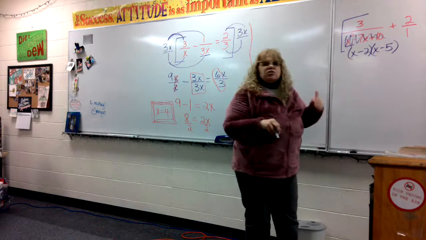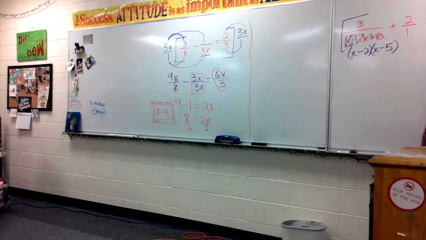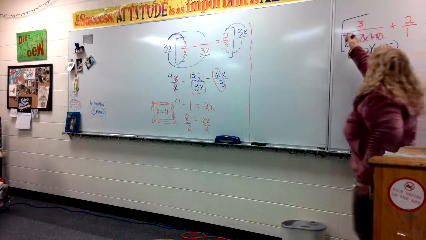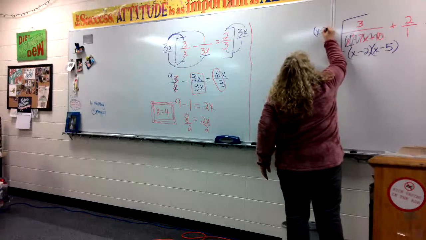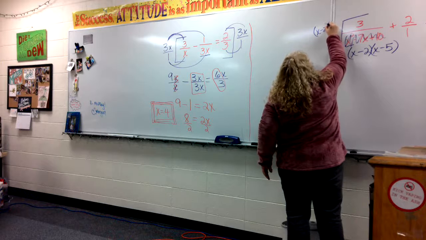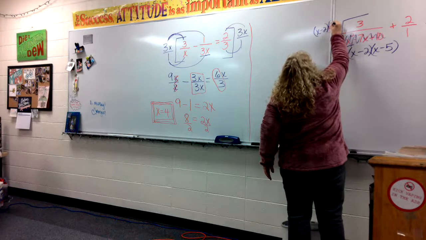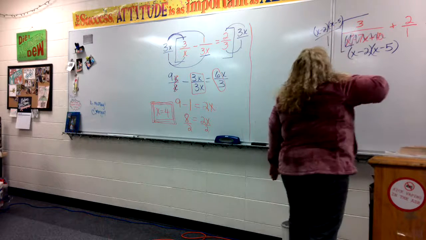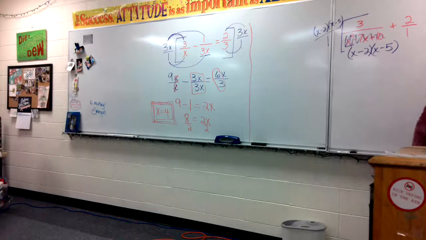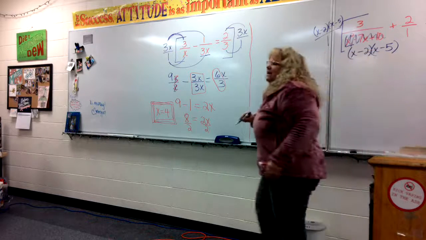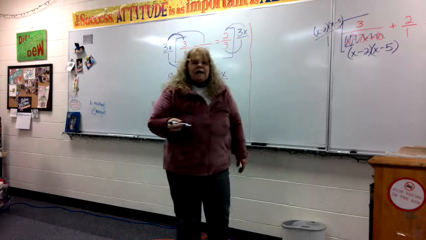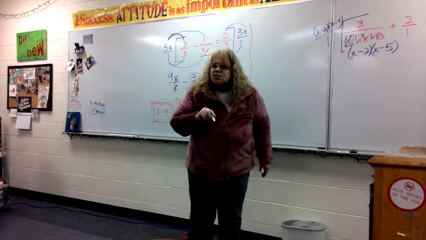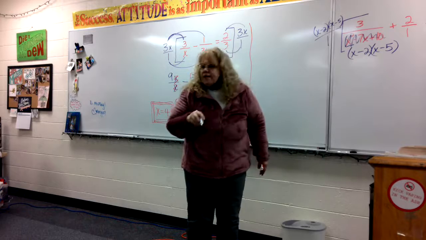And remember, what do we do with the common denominator? We multiply both sides by it. So it's got to have an x minus 2, and it's got to have an x minus 5 over 1. What are we going to do with that? We're going to multiply both sides by it, right? Just like yesterday, or the day before, or whenever that was.